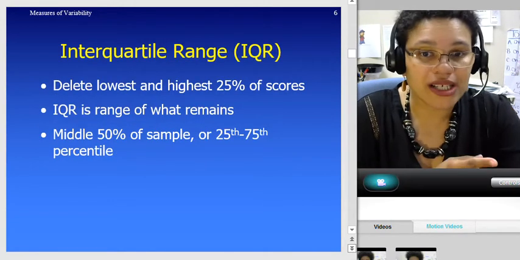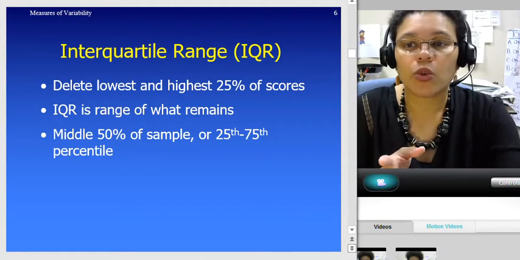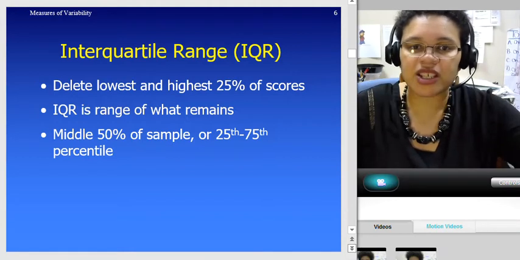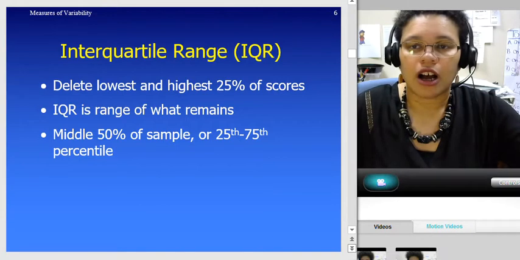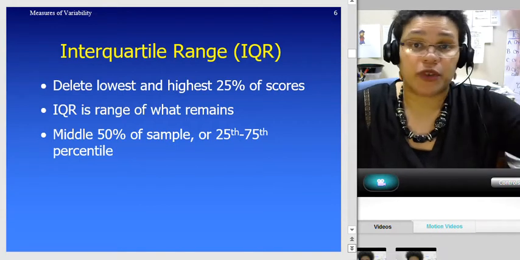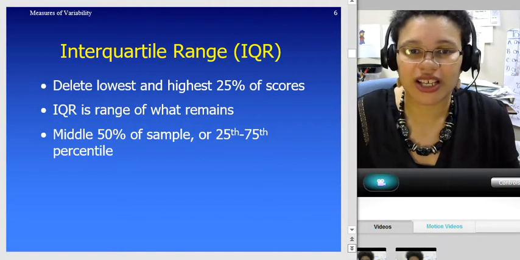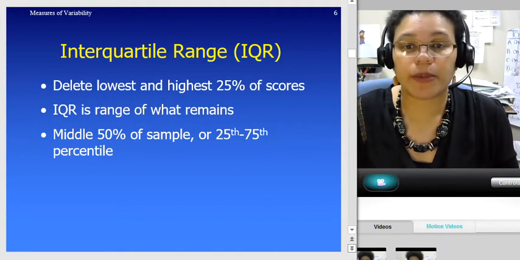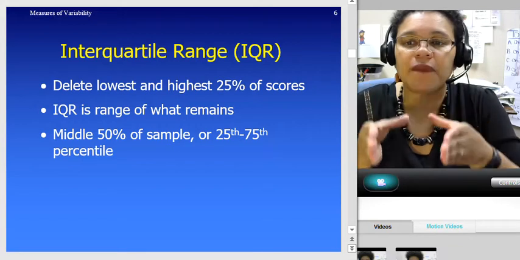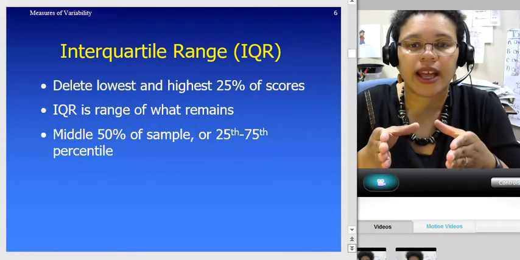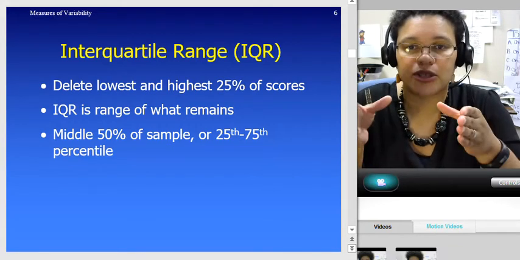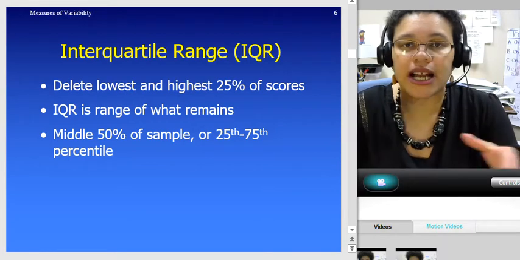Now, the interquartile range. Here we're going to deal with those extreme scores by getting rid of them. We're going to delete the lowest and highest 25% of the scores. And the interquartile range is what remains. So it's the middle 50% of the sample. Okay, the 25th to the 75th percentile is the interquartile range.